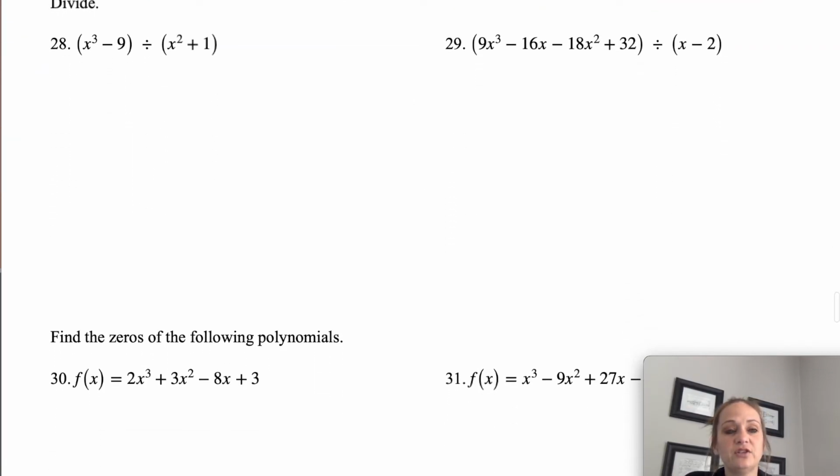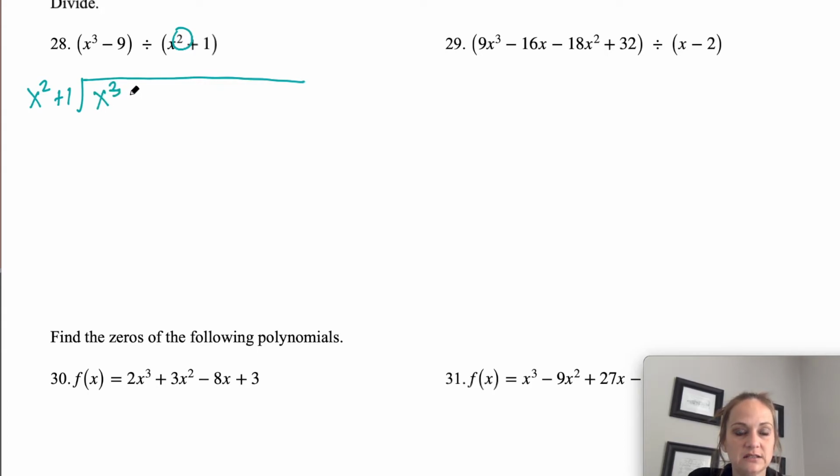Here we are going to have to use long division because of that exponent. So we'll have x squared plus 1 all over x cubed. That should be an x cubed. You need a placeholder. Minus 9. X squared times what gives me x cubed? X. So x times 1 is x. X times x squared is x cubed.